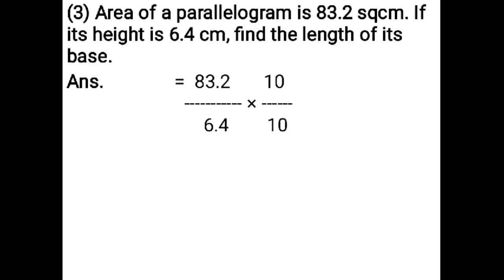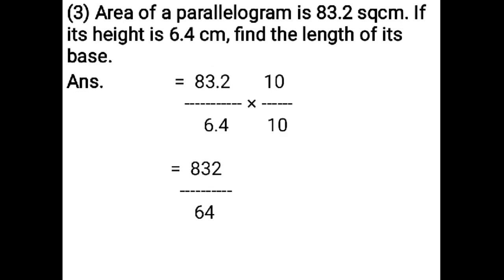After the decimal point, if there is one digit and you are multiplying by 10, the decimal point will shift after one digit and you have to remove the decimal point. Even in the denominator, 6.4, after the decimal point there is one digit, and if you are multiplying by 10, the decimal point will shift after one digit and you have to remove this decimal point. Okay, so it becomes 832 upon 64 after removing the decimal point.